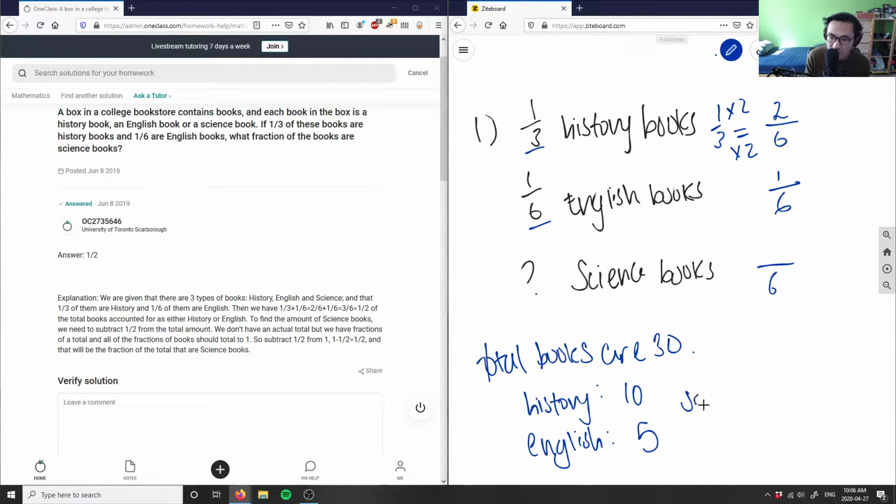So therefore, how many science books are left, right? Well, you can simply do 10 plus 5 and subtract that from 30, right? So 30 minus 10 minus 5 would give me 15, right? So I have 15 science books left.